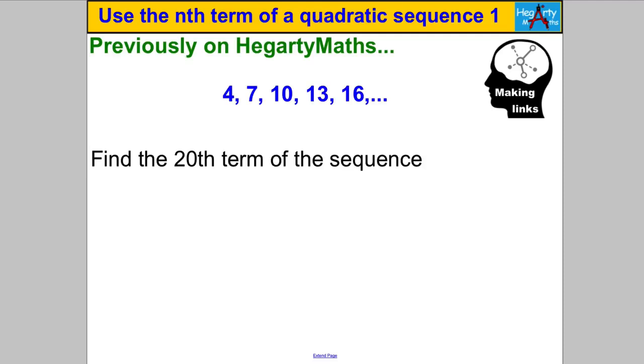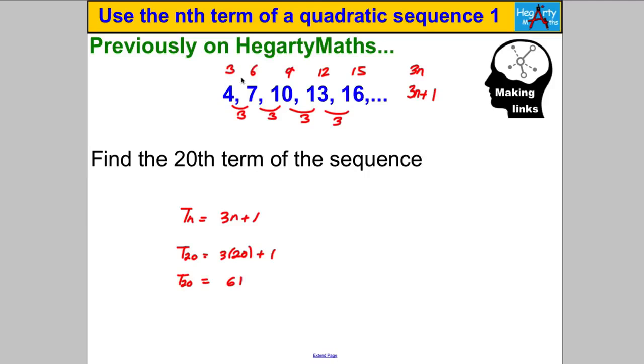Well, what you should have done is you should have worked out the nth term and then substitute the n is 20 in to find what the 20th term was. Now, the nth term of this sequence was 3n add 1. You found that it had a common difference of 3, and you wrote the 3 times tables above, and then afterwards you realized that our sequence is 1 more than that, so it's 3n add 1. Then you substituted n is equal to 20 into your formula for the nth term, and you got yourself that the 20th term would have been 61. So hopefully you understand that.